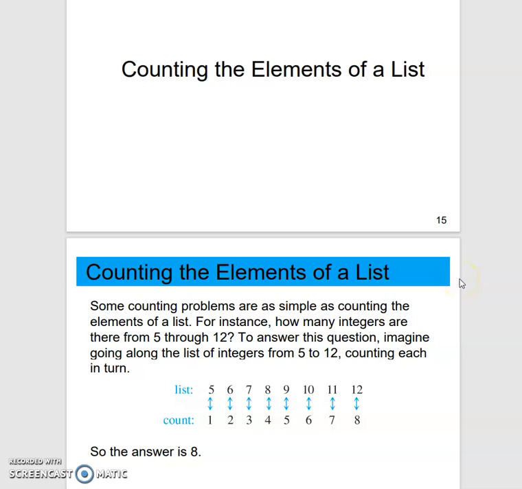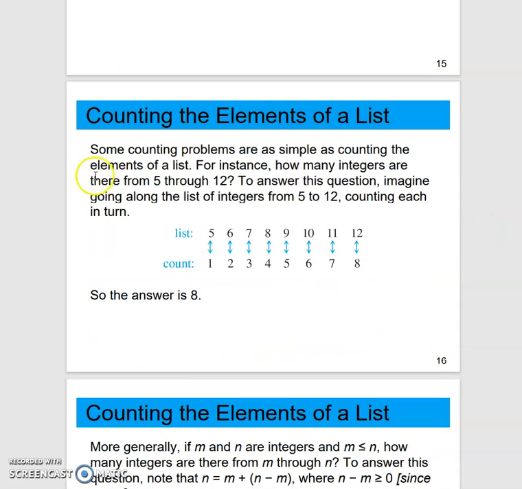Let's look again at just counting those elements of the list, because sometimes that can be kind of hard to do. How many integers are there from 5 to 12? And again, you can think of them, I'm counting 1, 2, 3, and so on, so we would have 8 there. That one's a little bit more straightforward, but in general, we do want to be very careful to make sure we are counting correctly.